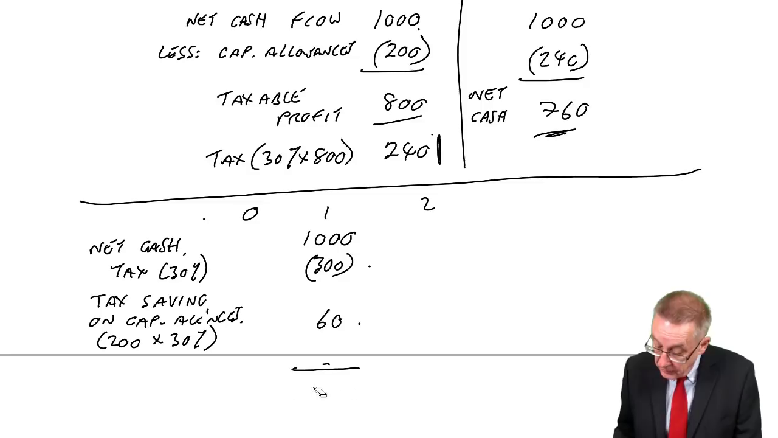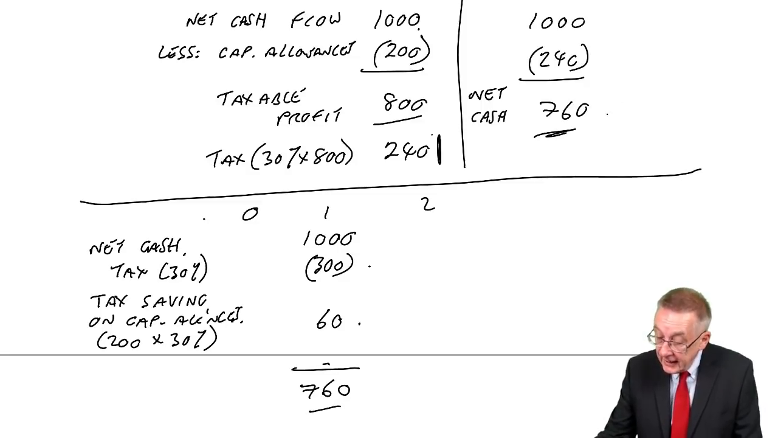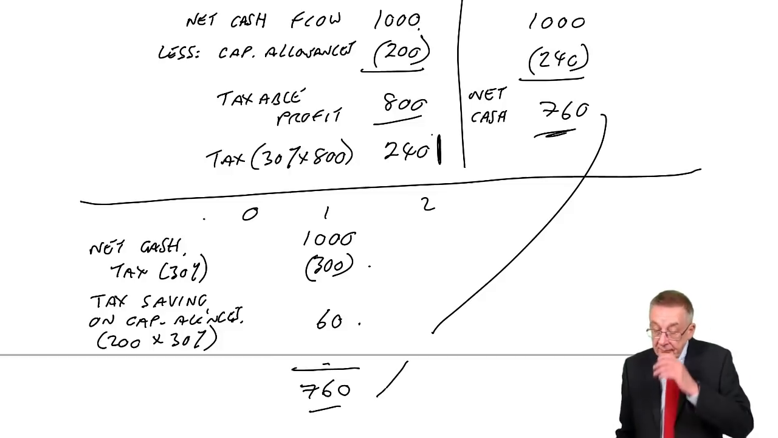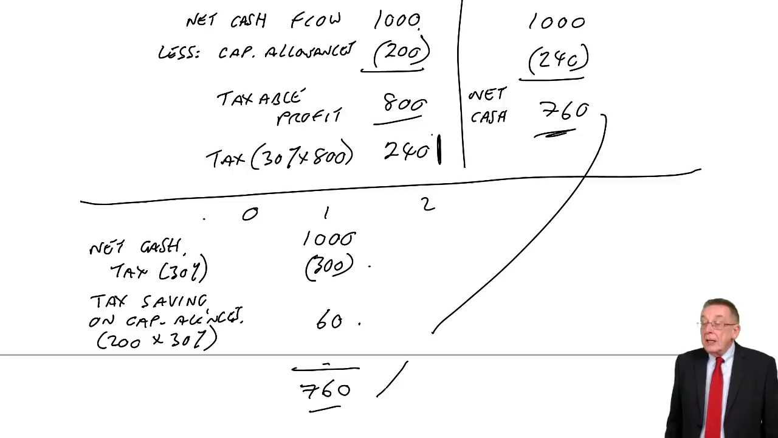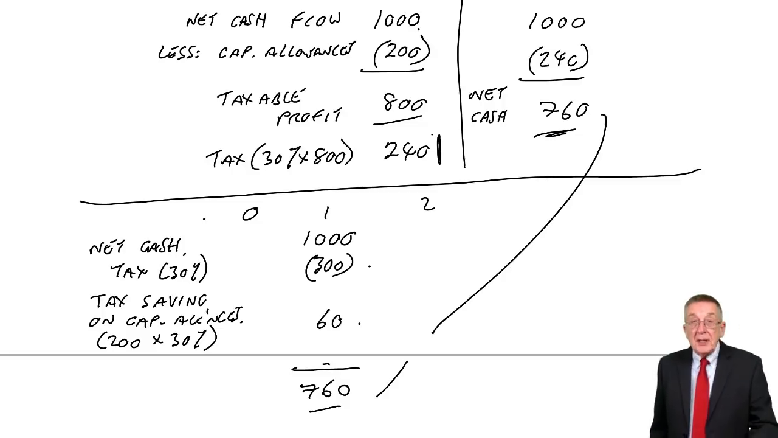No, it isn't. How stupid of me. 1,700, it's 760, the same as there. Now, you may be wondering why I do it this way. You'll see when we do this full example, example 4, why it's much more efficient.